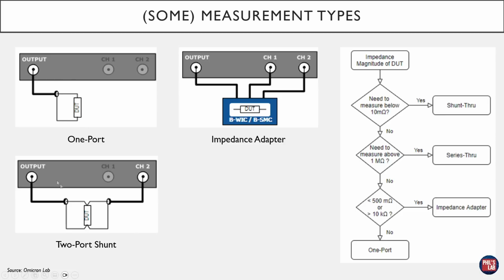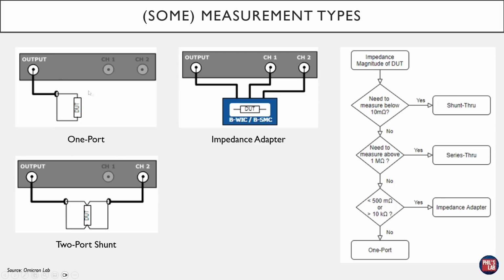There's also a 2-port shunt, which uses the output of the instrument and an input channel of the Bode 100. Or we could use an impedance adapter, which is an extra piece of kit that uses 1 output and 2 input channels of the Bode 100. I'll leave an app note in the description box below which goes over impedance measurement techniques using the Bode 100, which gives far more detail on when you should use one of these impedance measuring methods.